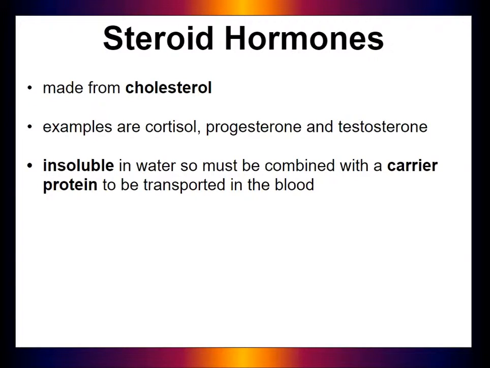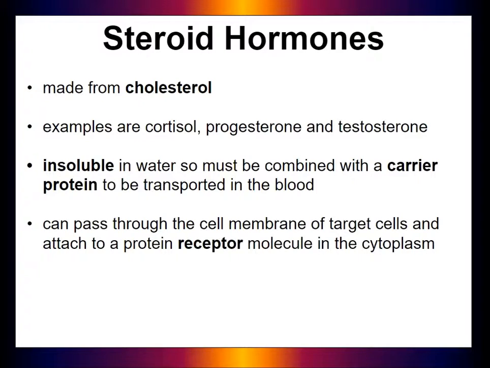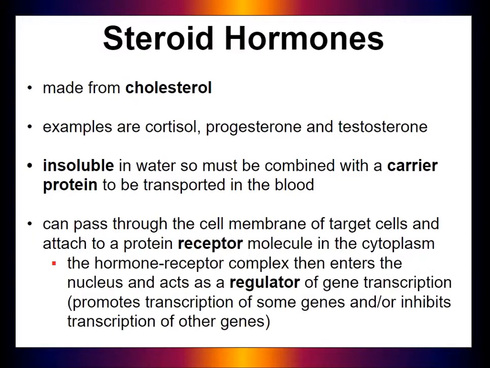Because they are hydrophobic, they are insoluble in water, and so in order to get around in the blood, they have to be carried around. They have a carrier protein that they're combined with, and that protein carries them around the blood. They move around the blood until they find their target cells, and they can pass right through the cell membrane of those target cells because they are hydrophobic, right? So they come off of their carrier protein, they go right in through the cell membrane, and then they attach to a protein receptor molecule in the cytoplasm of the cell.